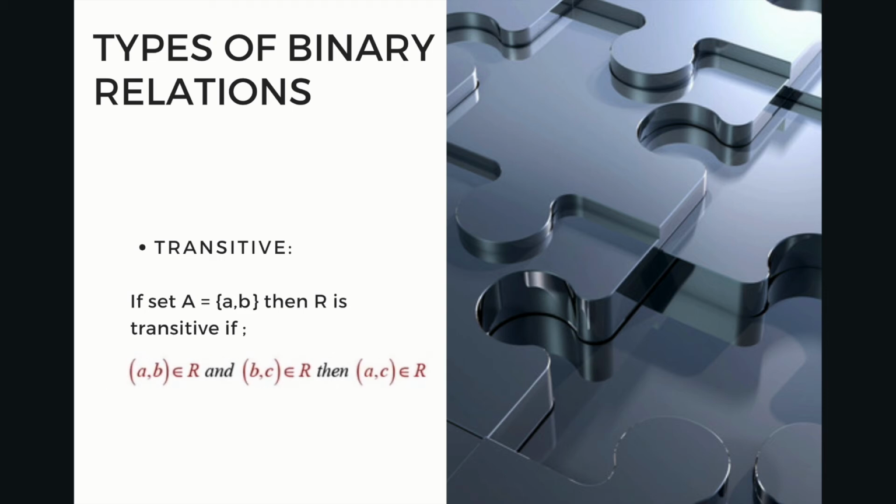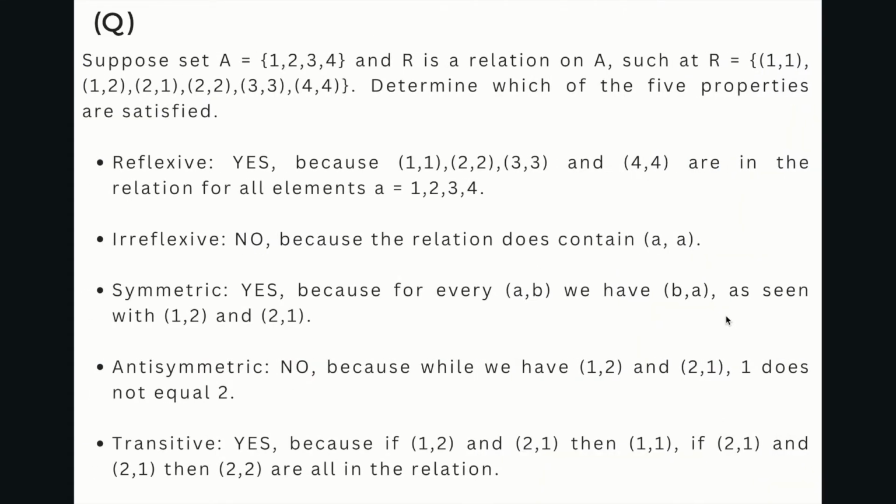If (A, B) belongs to R and (B, C) belongs to R, then (A, C) also belongs to R. This concludes the set is transitive. Now let's look at a problem and try to categorize the different binary relations.